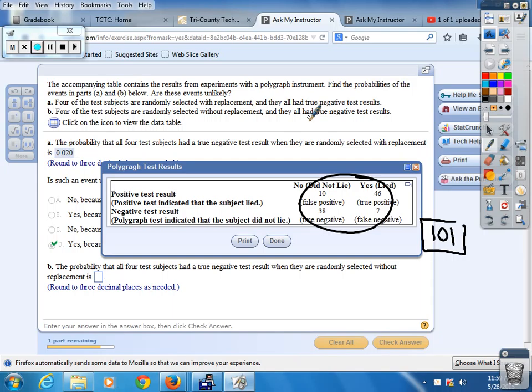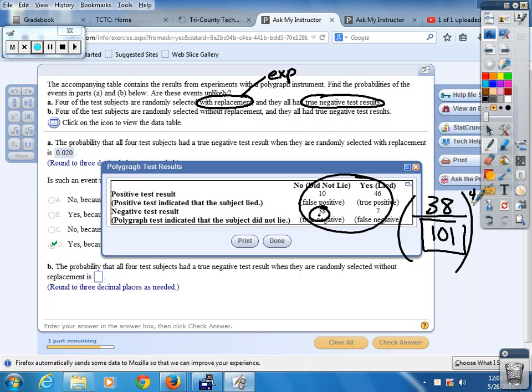randomly selected with replacement. That means we're going to use our exponents, because when you do with replacement, the multiplicative law, that's when you use your exponents. With a true negative result. So that means this guy right here. True negative result. So that'd be 38. So 38 over 101 raised to the 4th power, because it's saying 4 test subjects. So there's your exponent as 4.